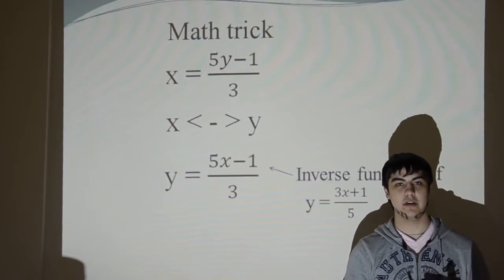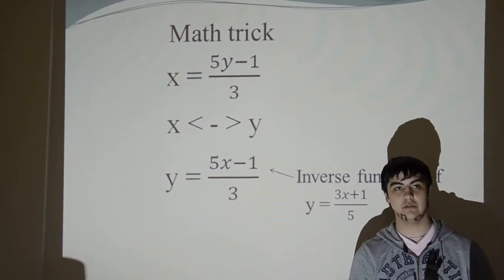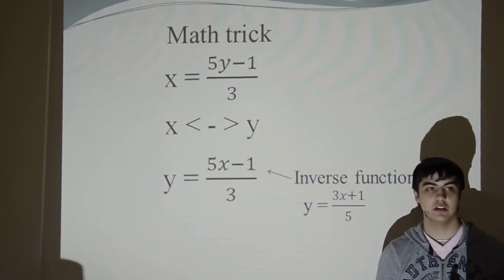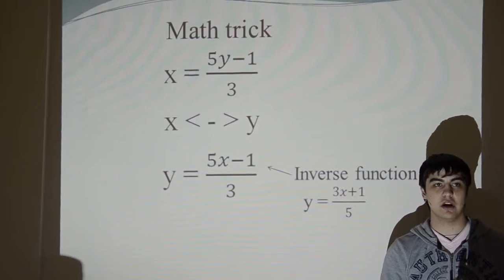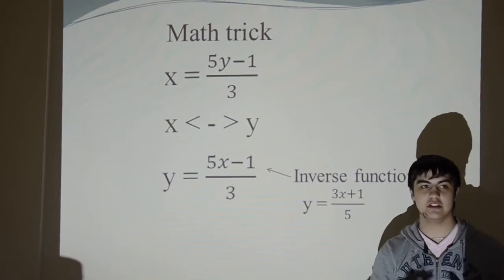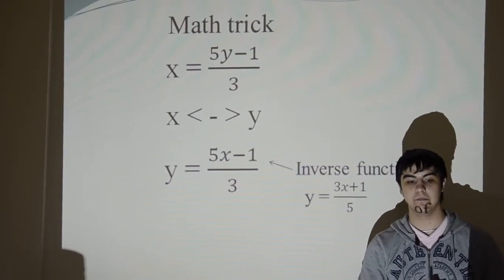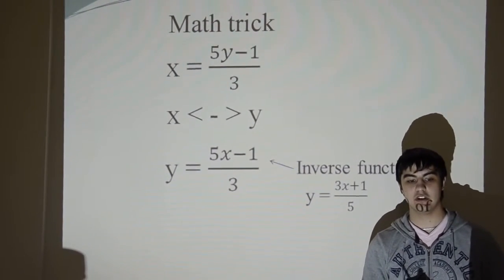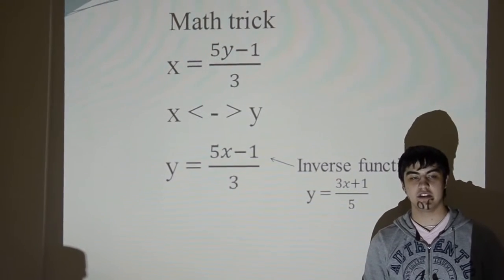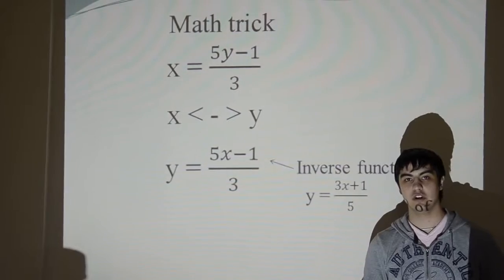Now we should do a mathematical trick. We have x is equal to (5y minus 1) over 3. Now we should change x and y places. And now we have y is equal to (5x minus 1) over 3. It will be the inverse function of y is equal to (3x plus 1) over 5, which we took as an example.